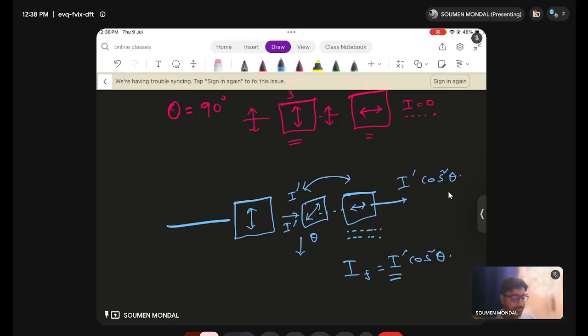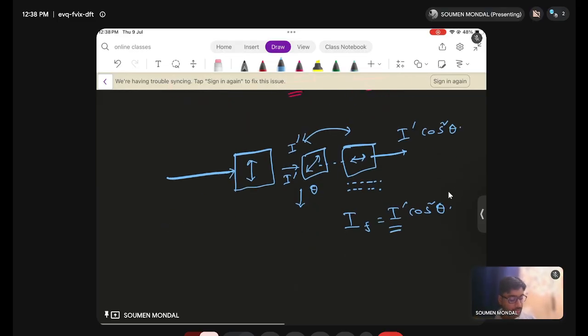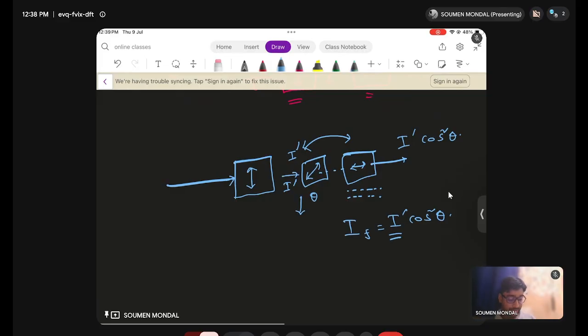But what is this I prime? This is the important fact. What is this I prime? Now if I naught is going here, we know I naught by 2 comes out here. So I am making some mistake anyway. Let me correct my mistake.